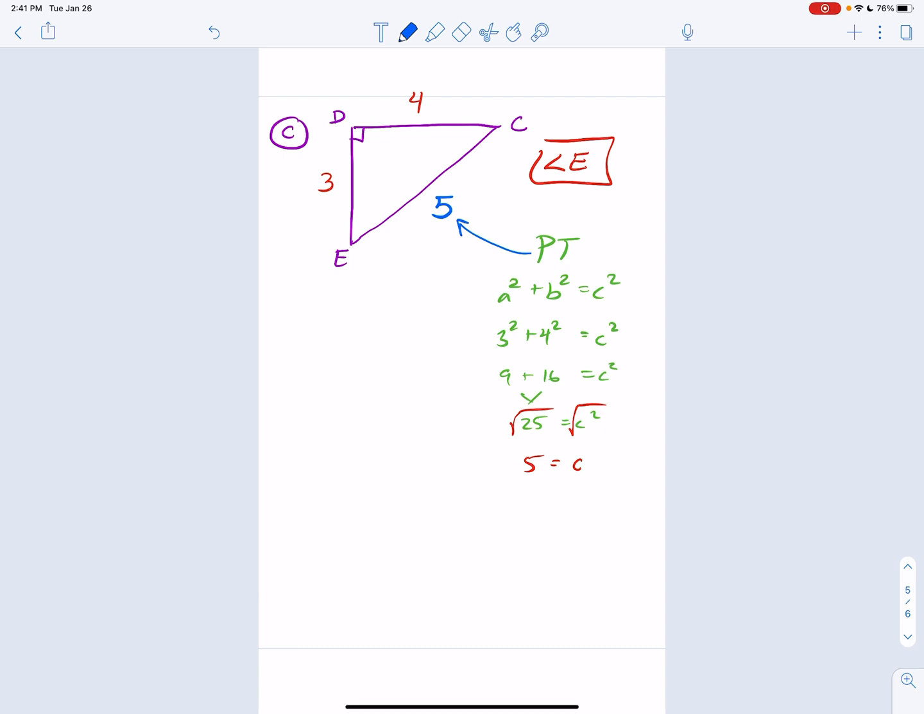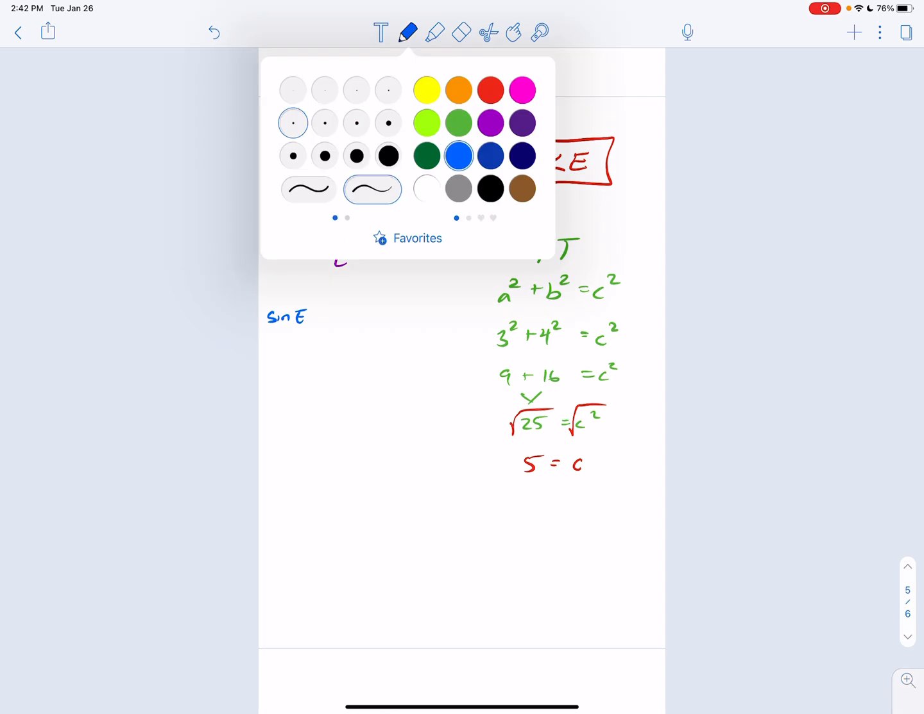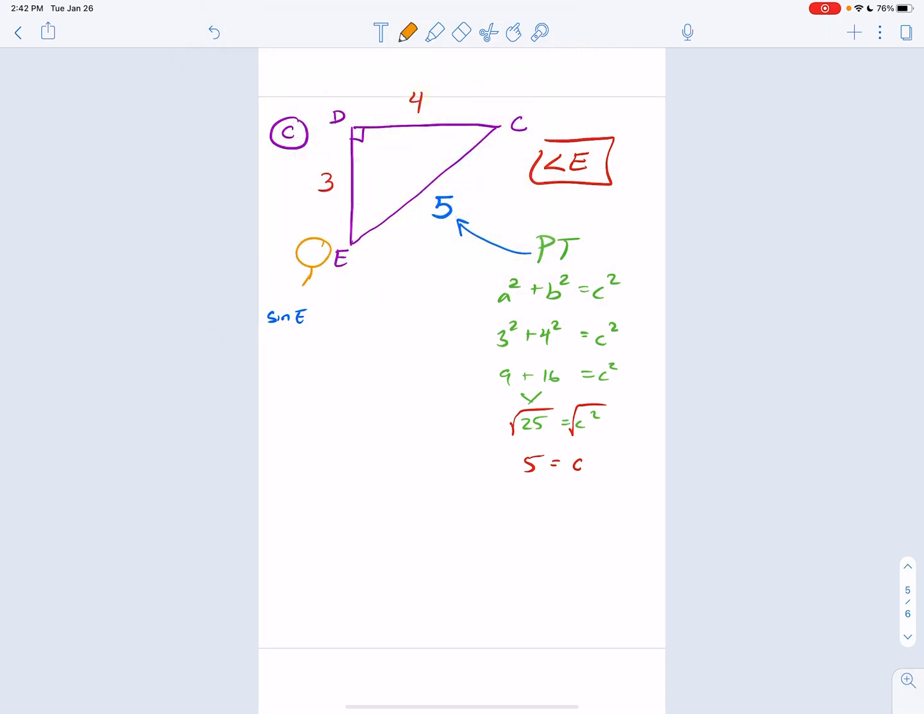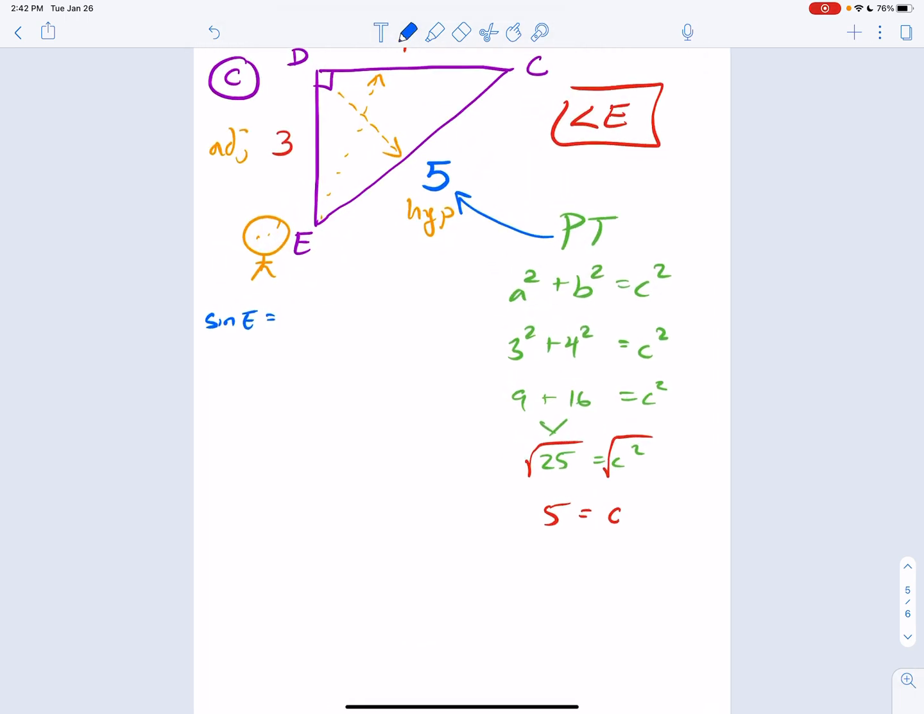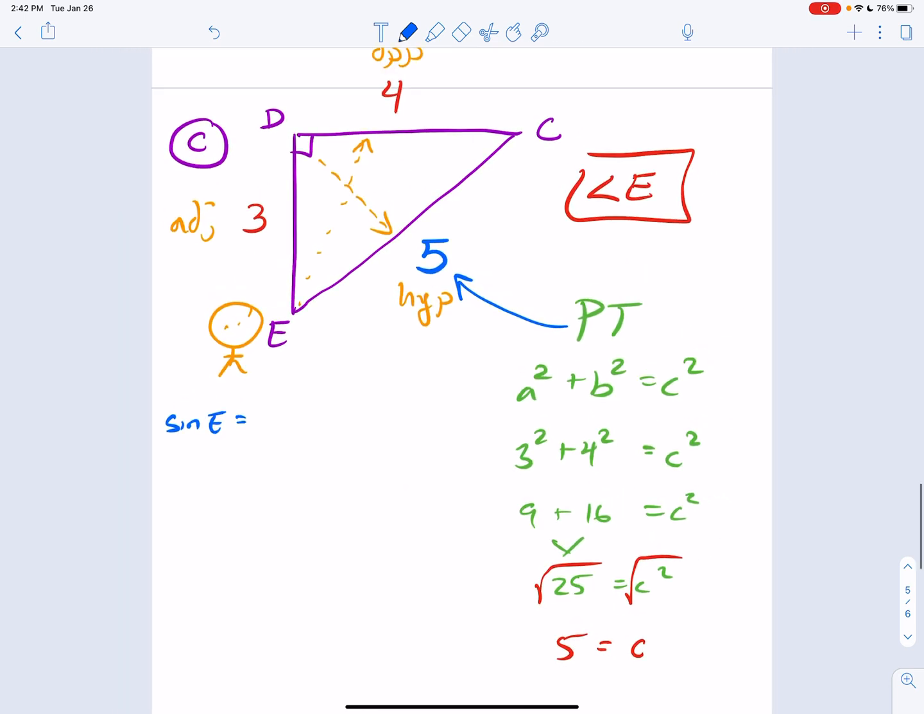So knowing that, sine, keep writing theta, sine of E, that means our little person has to be standing right over here at angle E. So that means that 4 is really our opposite. Across the right angle will be our hypotenuse. And right next to us is our adjacent side. So sine of E is really just opposite over hypotenuse, which is 4 over 5.